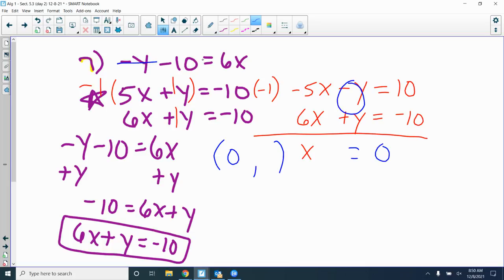Okay, so this one's gone. We renamed that one. Now, which one do you want to plug in 0 for? This one right here? Sure. Okay, so we're going to go 6x plus y. I like that too because it's a positive y there, right? Okay, put 0 for x.